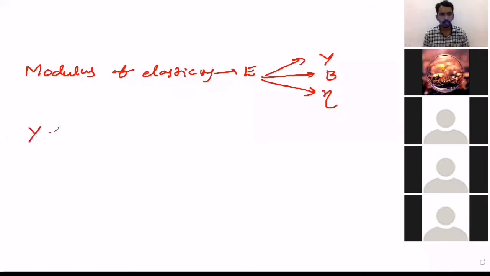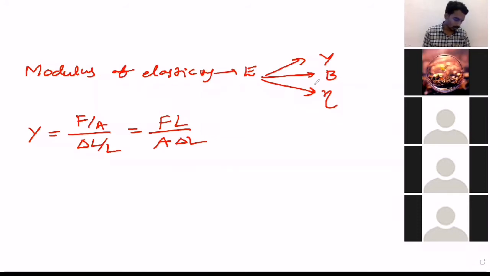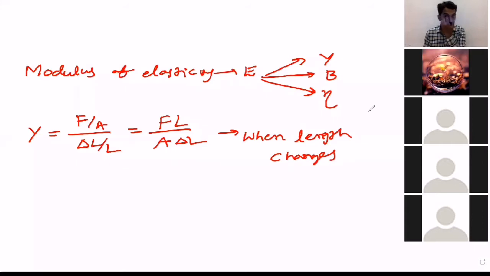Now when you consider Young's modulus, the formula is F by A by delta L by L, or else FL by A delta L. This is the Young's modulus. When this Young's modulus comes, this is the case when length changes. What will change? Length changes. So the corresponding stress is called longitudinal stress. The corresponding strain is called longitudinal strain.